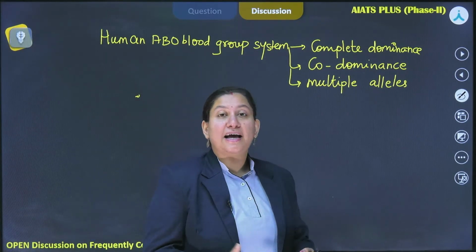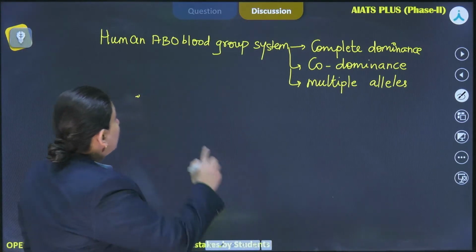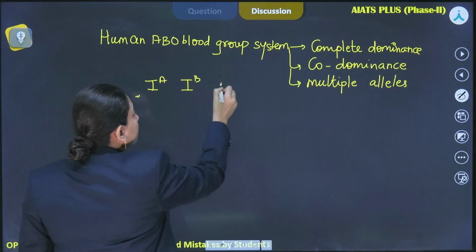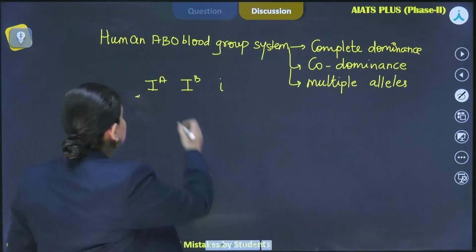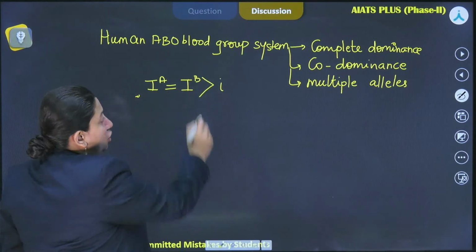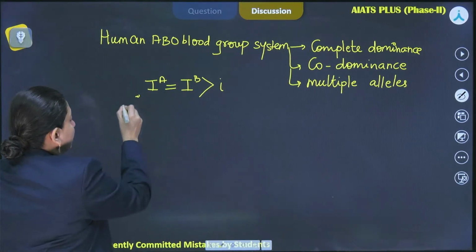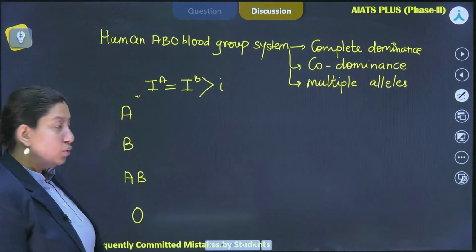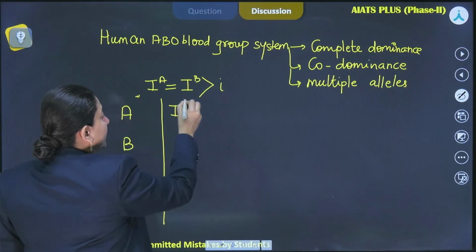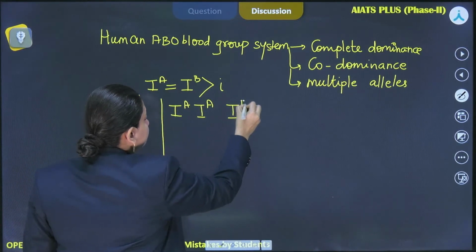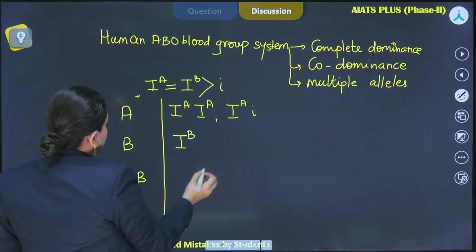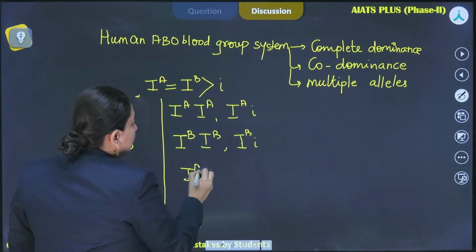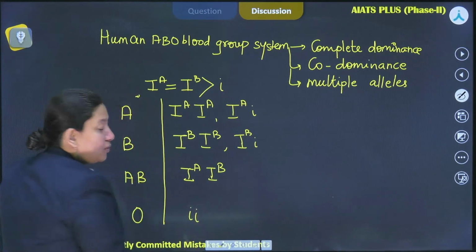Unlike the Mendelian laws, which say that for every character there will be an allelic pair, right? So when we talk about the human ABO blood group system, it has 3 alleles, IA, IB and small i. If we talk about the order of dominance, IA and IB are equally dominant and they both are dominant over small i, right? Now we know for a fact that we can have 4 types of blood group in humans, that is A, B, AB and O. If we talk about the genotypes, we can have for A blood group these genotypes. For B we can have IB IB and IB i. Here we can have IA IB. Here we can have small i, right?